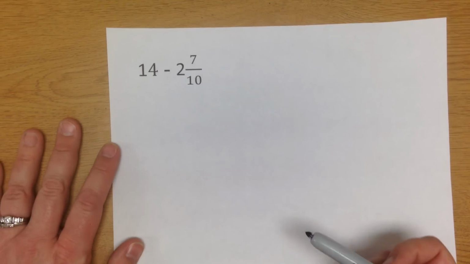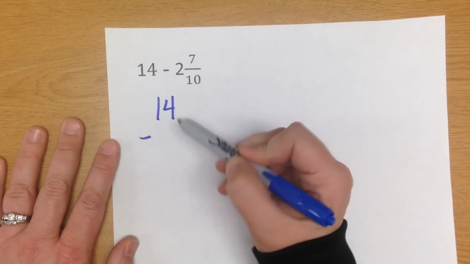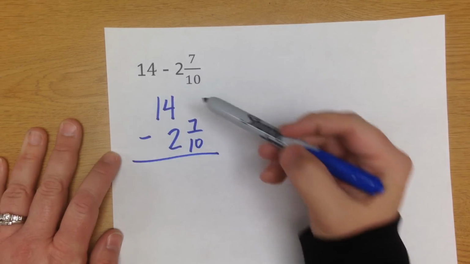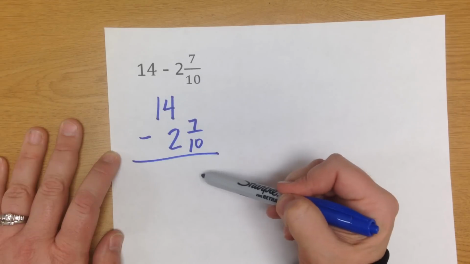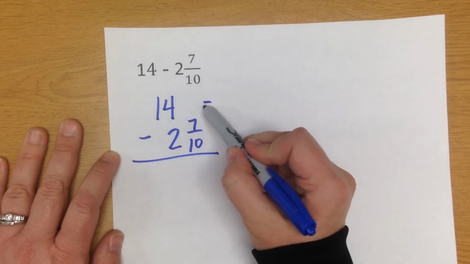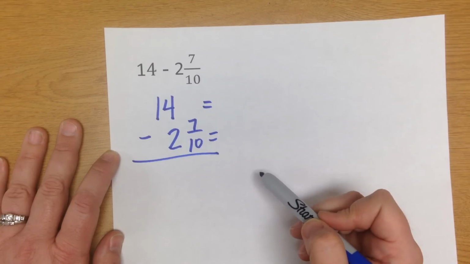Let's look at one more example with subtraction. What happens when you have no fractional piece? 14 minus 2 and 7/10. A common mistake is that kids would just write the 7/10 down here and then go ahead and subtract the whole numbers. However, you can't do that. You need to take 7/10 from something, and there's no fractional part here at all.